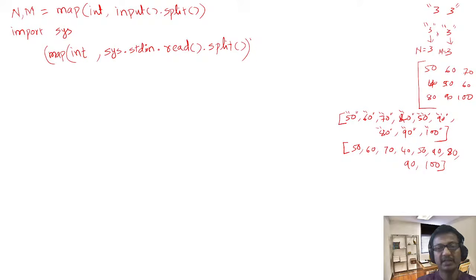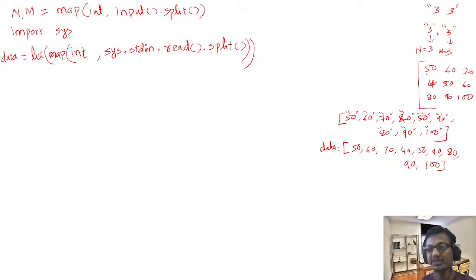This entire thing you now convert into a list. It is very easy to get the list here. So convert the map object into a list. This will be converted into a list containing the numbers 50, 60, 70, and so on. Now you call it data. Now your data contains the list of numbers.